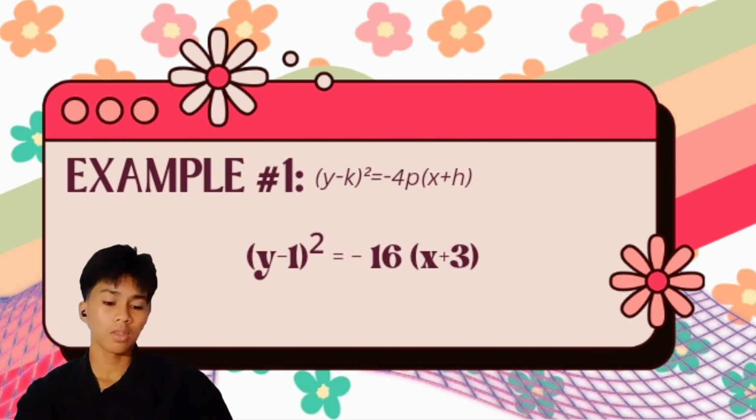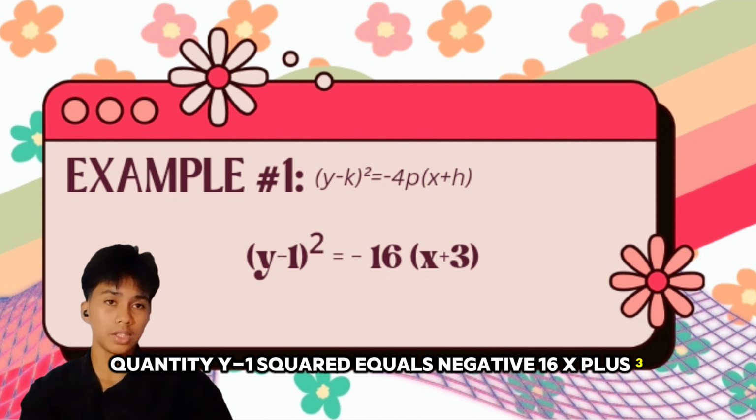Example number 1. Quantity y minus 1 squared equals negative 16 quantity x plus 3.